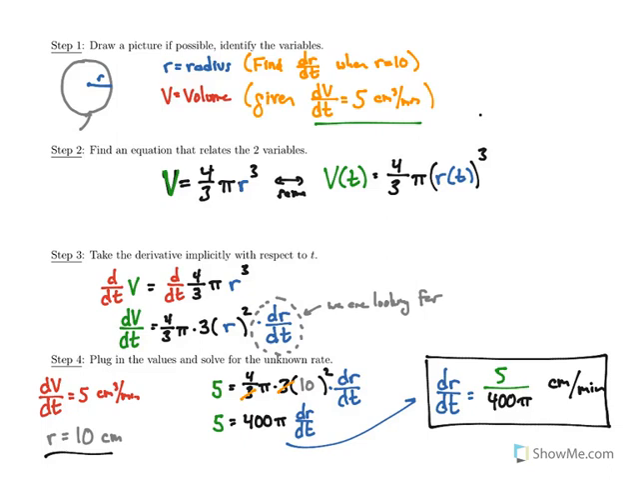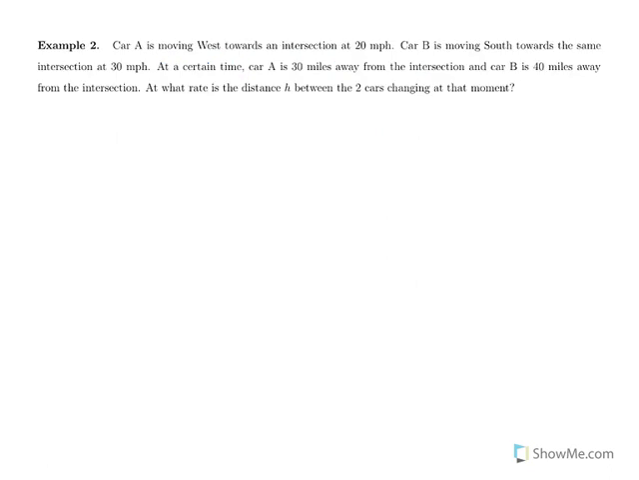Let's do another problem to see the differences we can see from problem to problem. So here, completely different setup, but most of the stuff's going to be the same. Car A is moving west towards an intersection at 20 miles per hour. Car B is moving south toward the intersection at 30 miles per hour. At a certain time, car A is 30 miles away from the intersection and car B is 40 miles away from the intersection. At what rate is the distance h between the two cars changing at that moment?